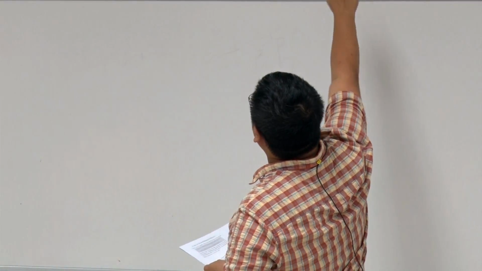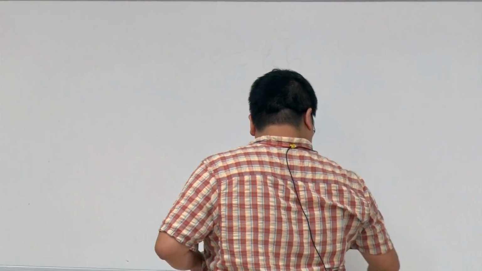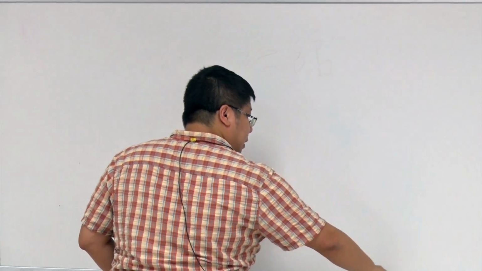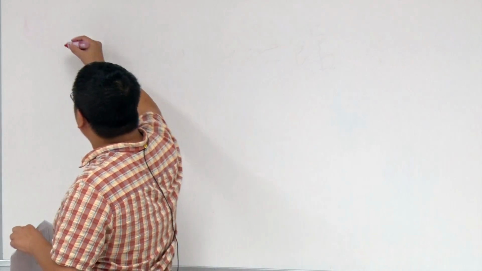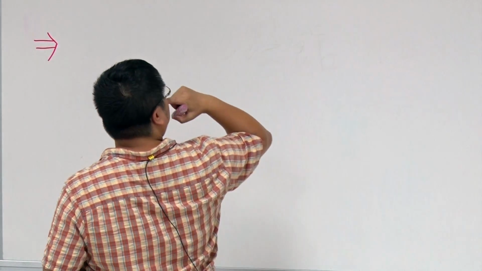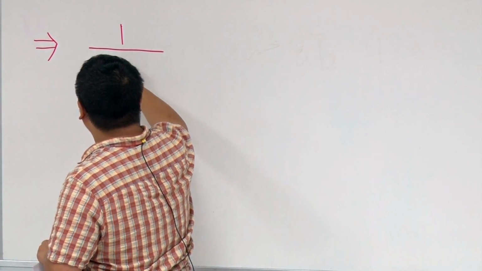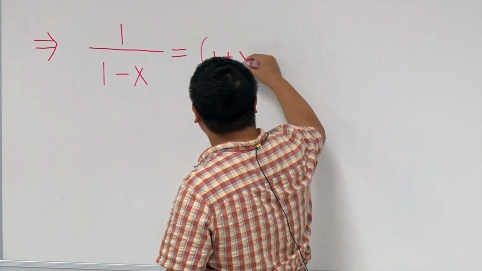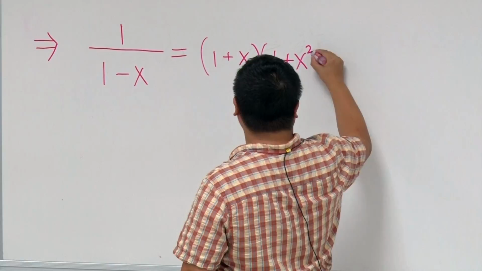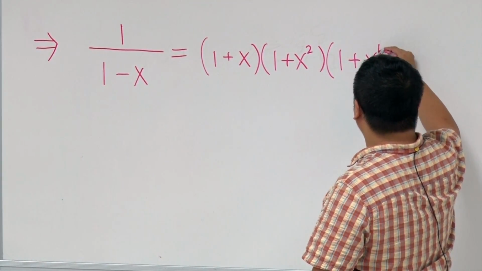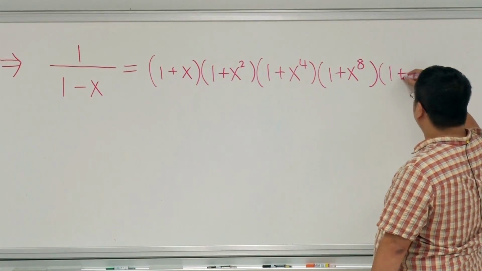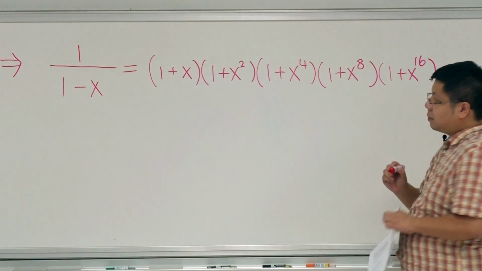So what do we have? Okay, so we have two ways to interpret this. The first way is, let's do this. So you have this one, so this implies 1 over 1 minus x is equal to (1 plus x) times (1 plus x squared) times (1 plus x to the power 4) times (1 plus x to the power 8) times (1 plus x to the power 16), and so on and so forth.